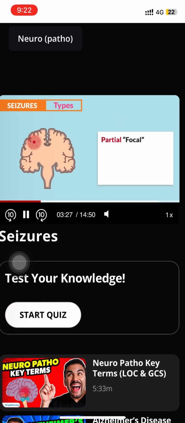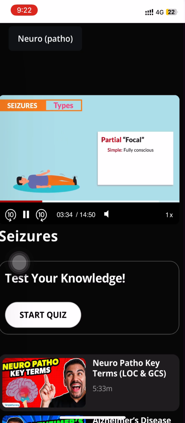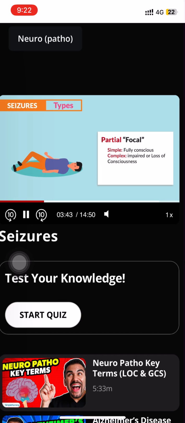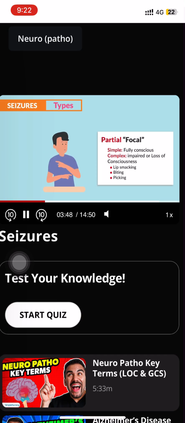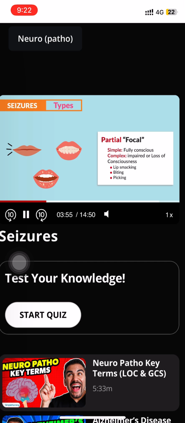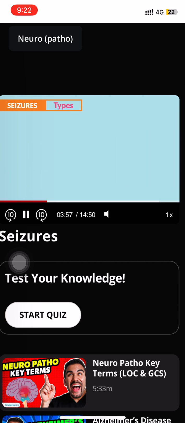So partial or focal seizures, we have two types, simple or complex. So for simple, clients are typically fully conscious and fully aware. So the body jerks and the client knows that the seizure is happening, but they can't do anything to stop it. And on the other side, for complex seizure, we have impaired or full loss of consciousness. So usually the client is not aware. They don't remember anything after the seizure happened. And typical signs are lip smacking, biting, and even picking. But once again, these are really not need to know for the NCLEX.